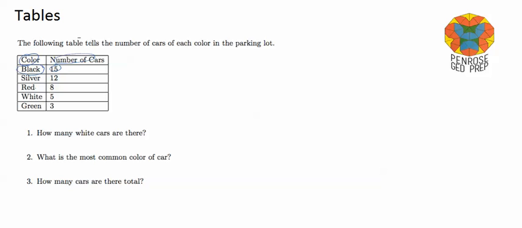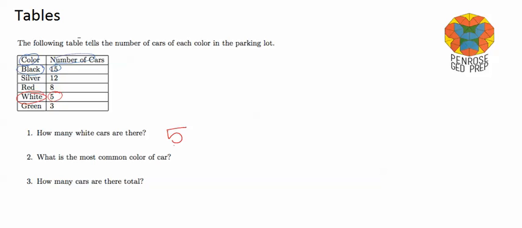The first question asks us how many white cars there are. Let's look at the left column to find white. Let's see, here it is. Now we look at the corresponding right column to see how many white cars there are. We read 5 in the right column next to white. So that tells us that there are 5 white cars.